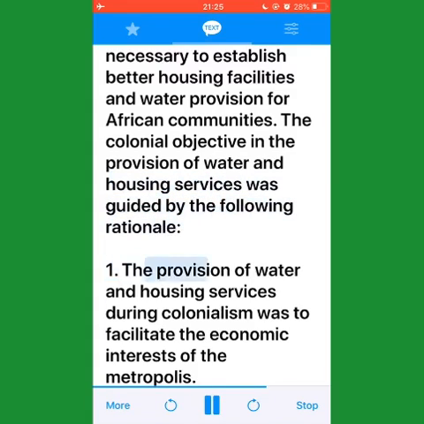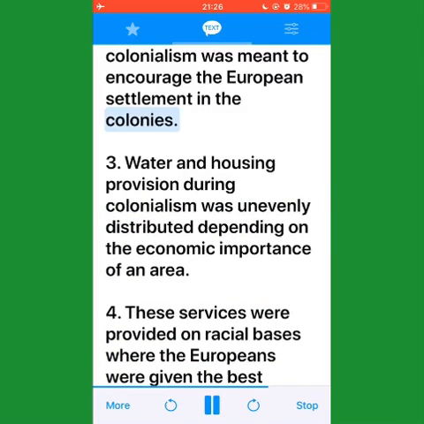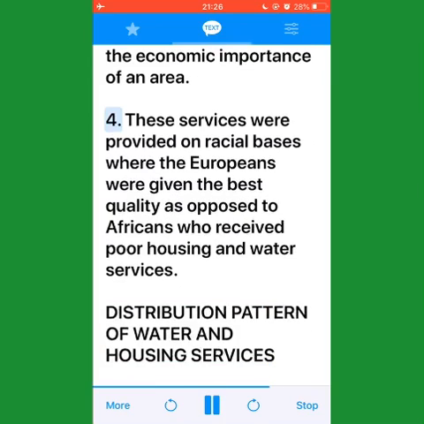1. The provision of water and housing services during colonialism was to facilitate the economic interests of the metropolis. 2. Provision of water and housing services during colonialism was meant to encourage European settlement in the colonies. 3. Water and housing provision during colonialism was unevenly distributed depending on the economic importance of an area. 4. These services were provided on a racial basis where the Europeans were given the best quality as opposed to Africans who received poor housing and water services.